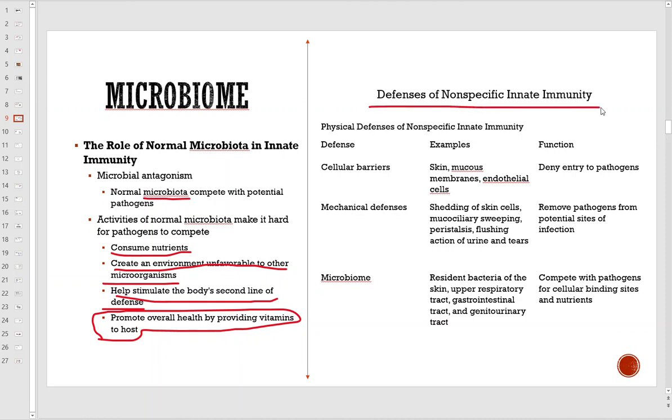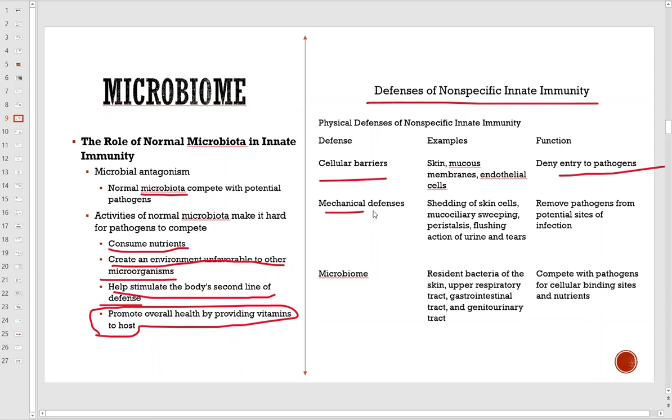Okay, as far as our non-specific defenses, cellular barriers, we talked about that. The mechanical barriers, we've talked about that. And of course, our normal flora, the microbiome, is the resident bacteria. There are resident bacteria in our mouth, skin, the upper respiratory tract, which is anything above the pharynx, the GI tract, and also the genitourinary tract. And these guys help keep the really bad guys away from us.